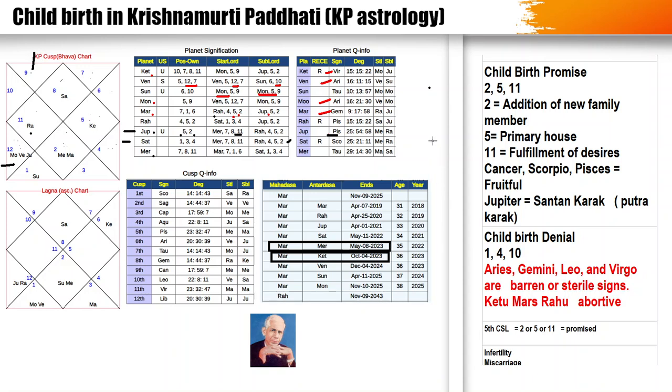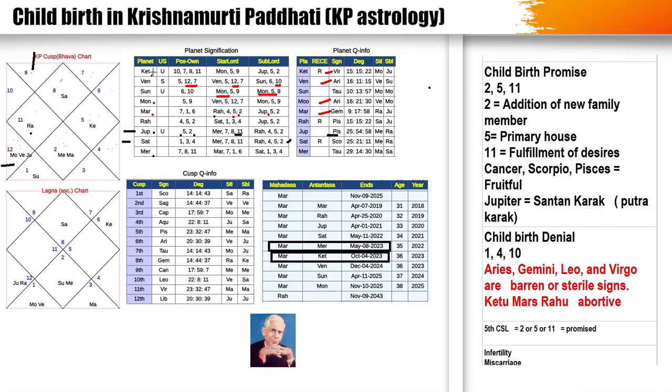And Mars Dasha, like I said, looks promising apparently, but it is not. During this Mars period, which started in 2019 and is going to end in 2025, there were few attempts made, but every time it ended in a miscarriage. And even during the Mars Ketu, the same thing happened.